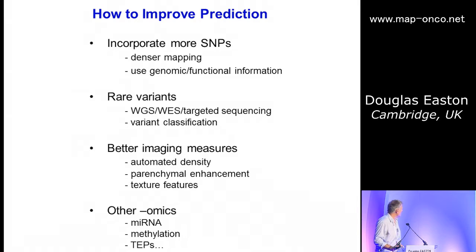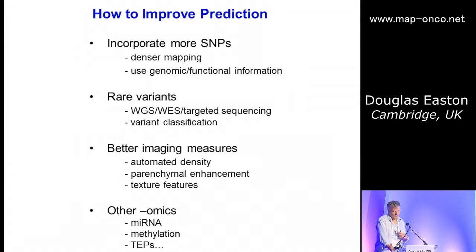So just a few words about how we might do better. There are a number of ways in which we could improve this. Incorporating more SNPs is one, both by getting denser mapping, as I illustrated for ESR1, and incorporating genomic and functional information to define the risk SNPs better. For the rare variants, the main issue is larger sequencing studies and better ways of classifying variants, so we can identify the variants which are at-risk variants.